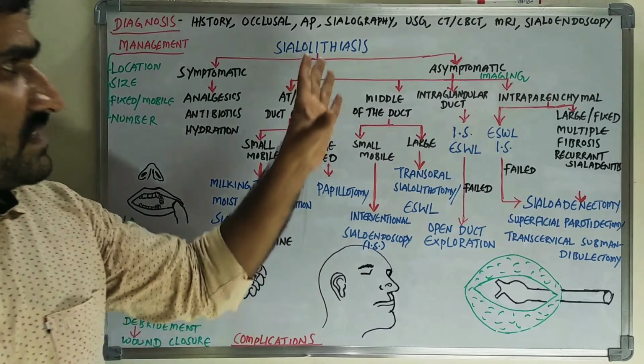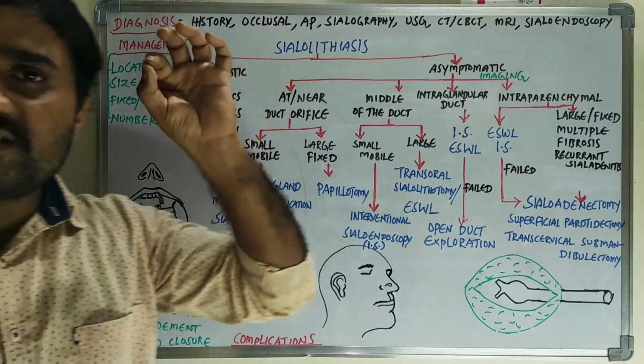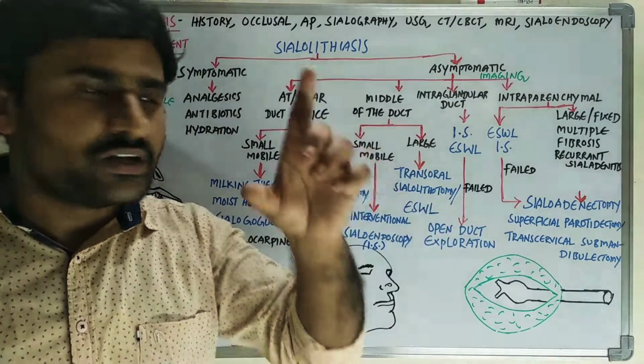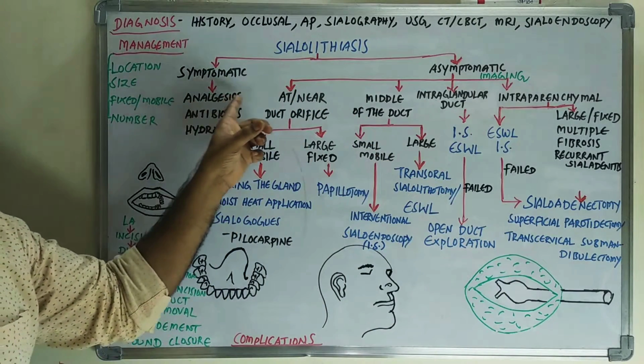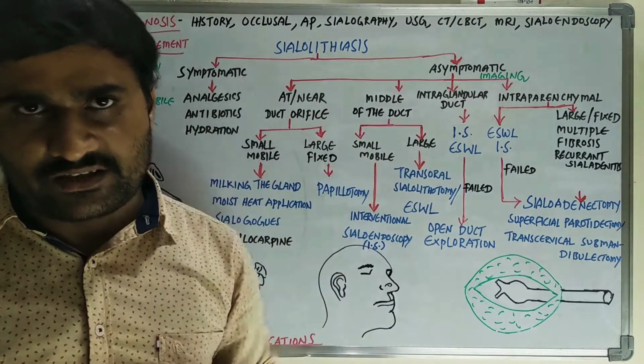Right? So basically, in sialolithiasis, if the patient is symptomatic, that is the acute phase of sialolithiasis, then in that case you should go for analgesics, antibiotics and hydration therapy. That is increased liquid intake. Right?